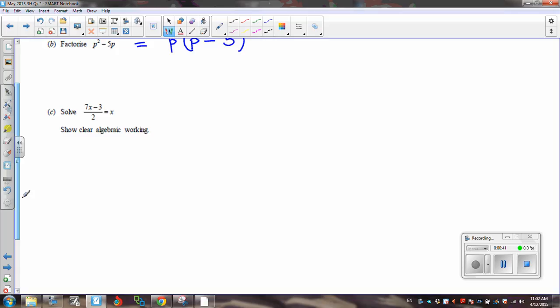Right, here we have an equation that we need to solve. First thing I'm going to do is get rid of the fraction by multiplying both sides of the equation by 2. If I multiply the left-hand side by 2, well, I've got 7x minus 3 divided by 2, but then also multiplied by 2. The 2's cancel each other out, and I'm left with 7x minus 3. If I multiply the right-hand side by 2, I get 2x.